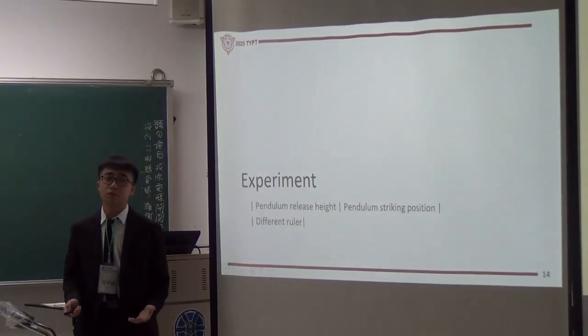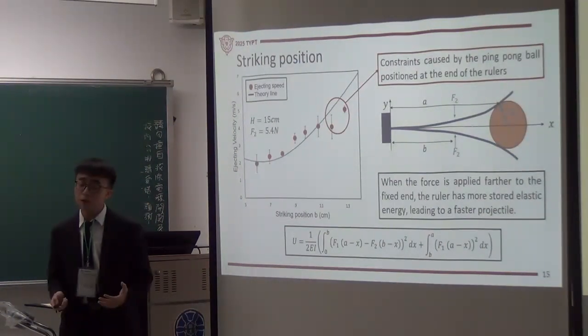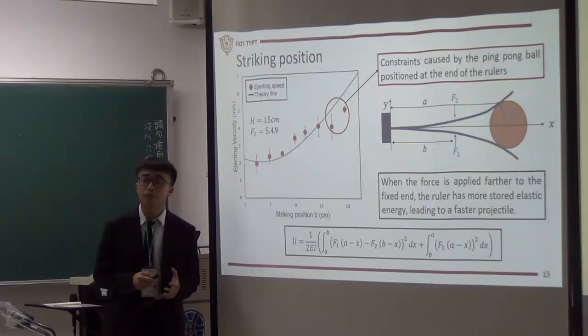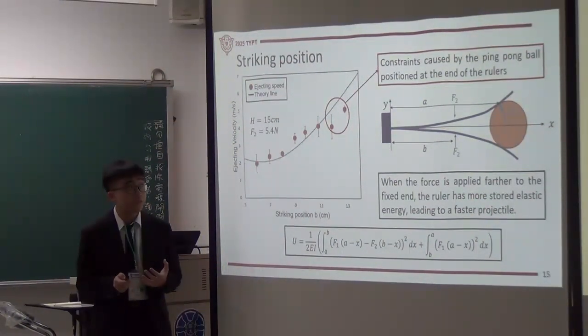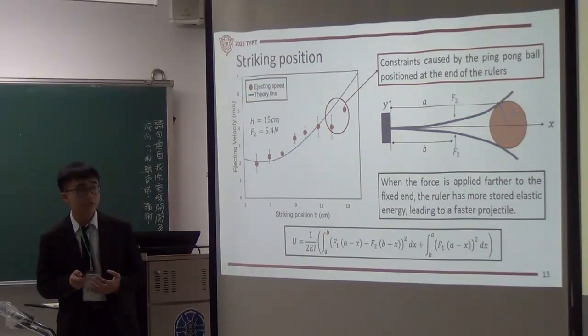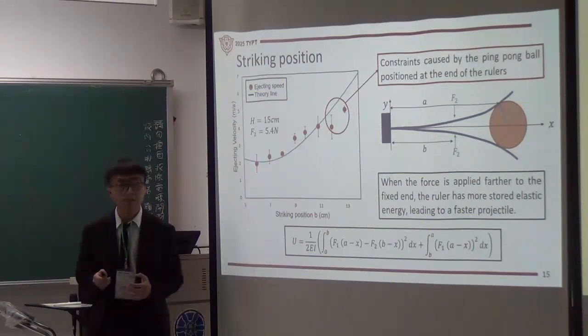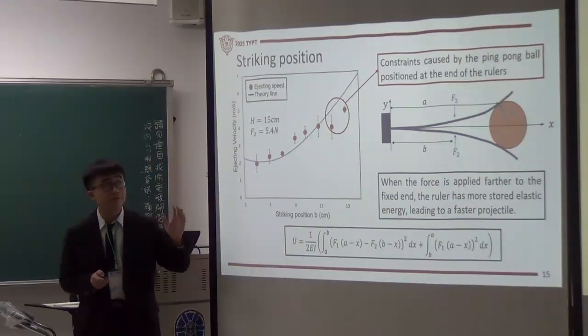Now let's talk about the experiments of our phenomenon. The first parameter we did is different striking positions. When we change the striking position, it will create different bending moments to the rulers. When the force is applied further from the fixed end, the ruler has more stored elastic energy, leading to faster projectiles. And as you can see here, the experimental data is slightly lower than the theory line.